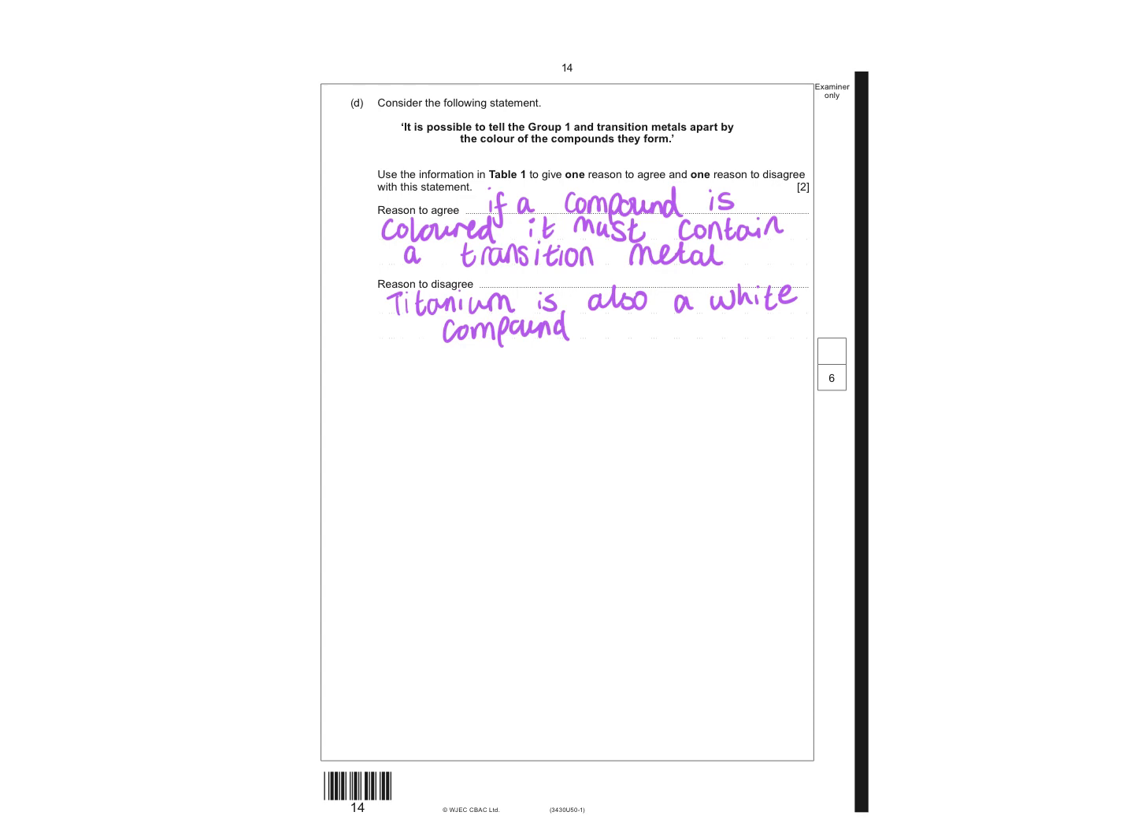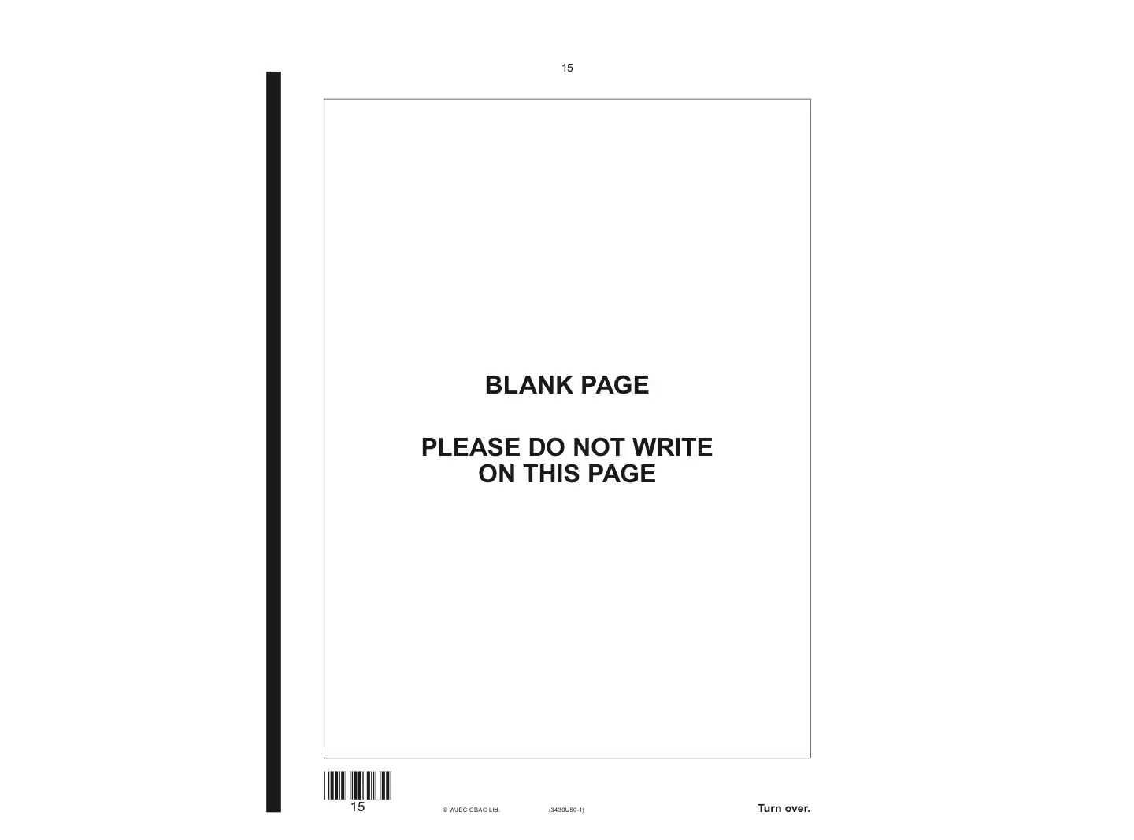Consider the following statement. It is possible to tell the group 1 and transition metal compounds apart by the colour of the compounds they form. Use information in table 1 to give one reason to agree and one reason to disagree. So reason to agree, if a compound is coloured, it must contain a transition metal. Reason to disagree, titanium also forms a white compound, so it's quite hard to say that it would form a colour change. Blank page.